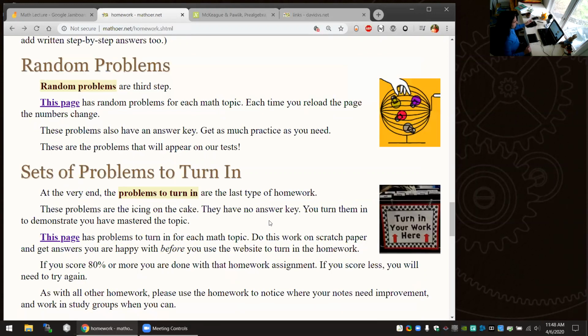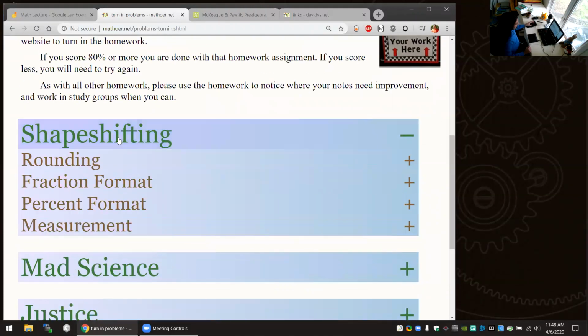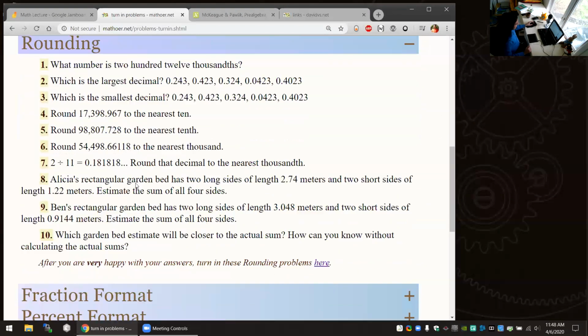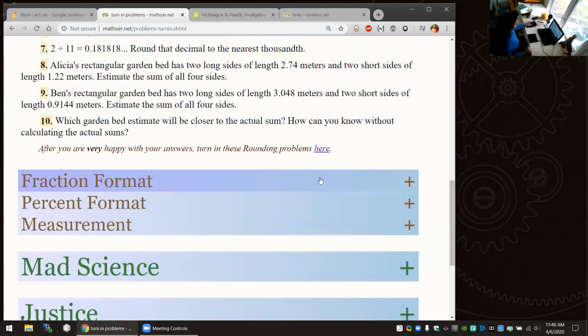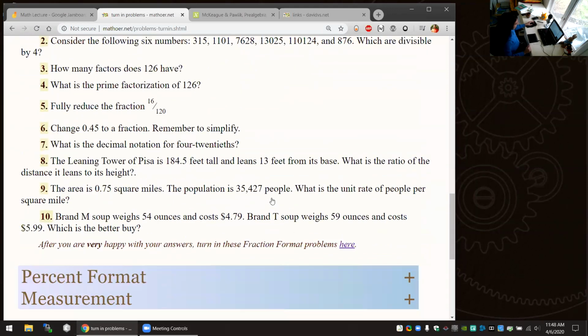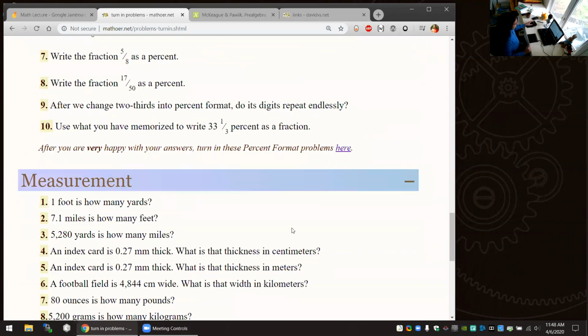Now, how do you turn in your homework? You turn in your homework by saying, I'm doing shape-shifting rounding. Here's 10 problems. And I would love it if I could pass this out on paper to you. If you can print at home, then I would just unfold all of these things and print them for the first section, because it's really much nicer to do homework on paper in front of you.